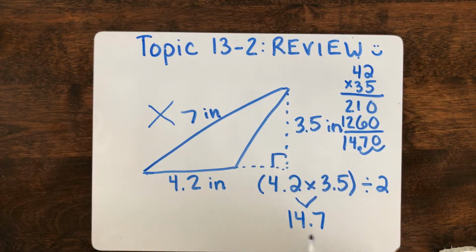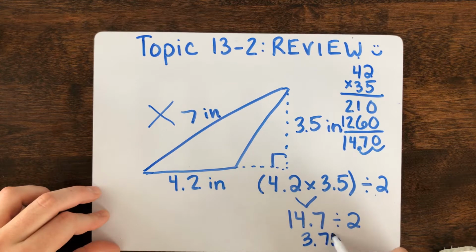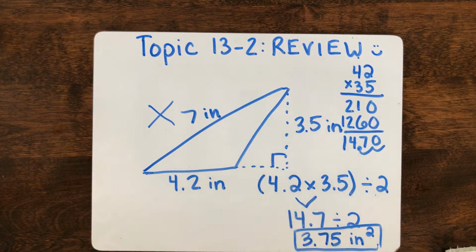I saw a lot of people just put that. Remember, you still need to divide it by 2. Okay, so for your answer, you end up getting 3 75/100 inches squared. All right, so that's really the only one I definitely wanted to go over to make sure you guys understood that.